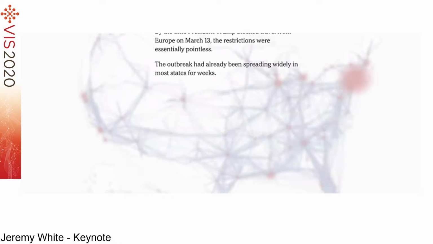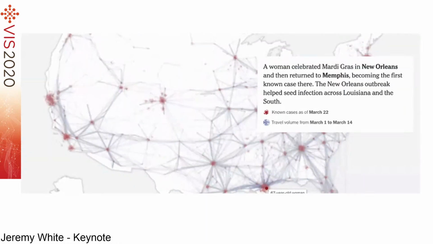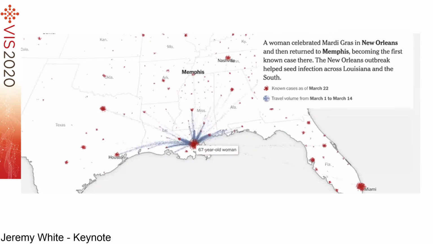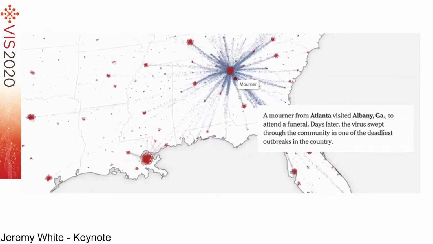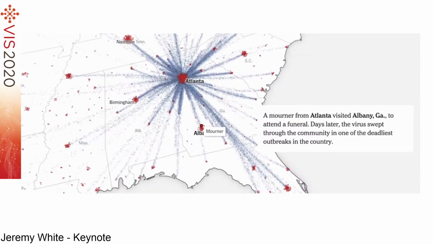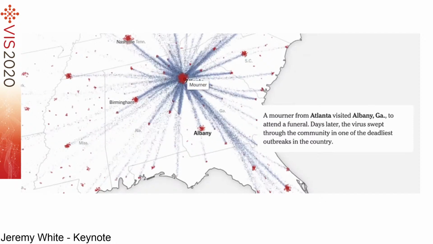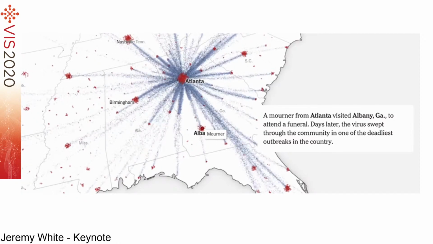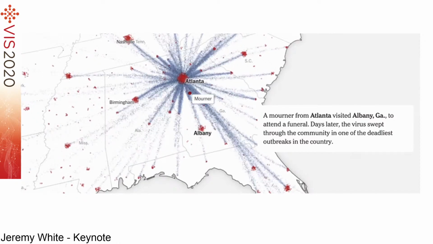So let's see. We had one example of someone from New Orleans going to Memphis. So an urban area to an urban area, but we knew that this one 67-year-old woman went to Mardi Gras, then was the likely seed back in Memphis, starting an outbreak there. Then you had someone attending a funeral, going from Atlanta to Albany, and then a lot of the attendants at that funeral also came down with the virus.